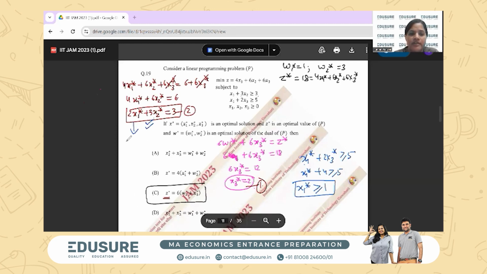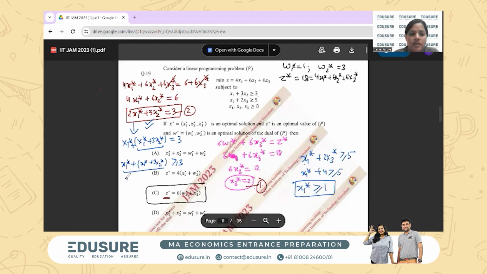Great. So let us look at this. This is x1 star plus 3x2 star equals 3. Now this thing is already greater than or equal to 3. Okay. So now this is greater than or equal to 3. It means x1 star plus 3x2 star should be greater than or equal to 3.